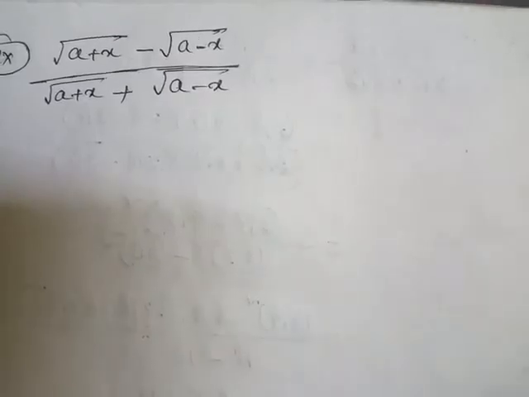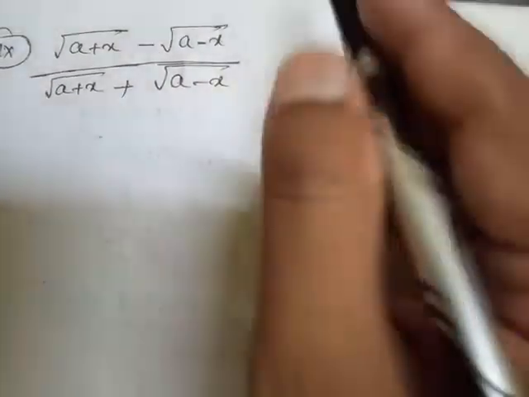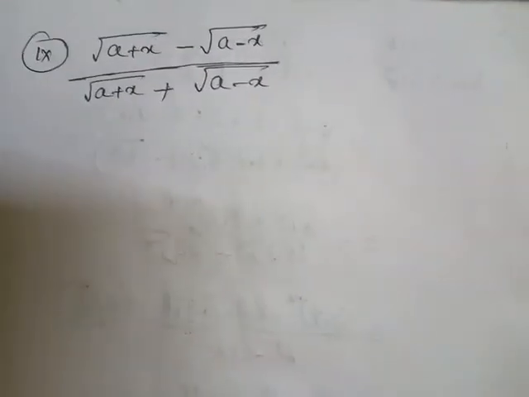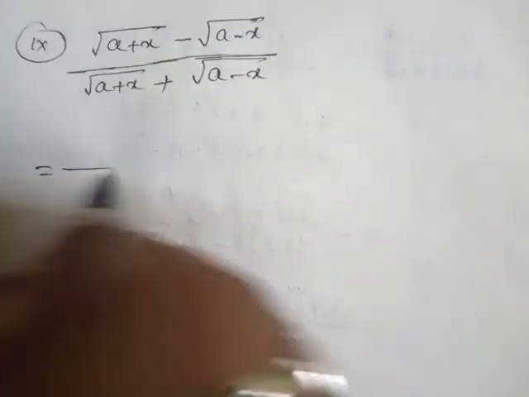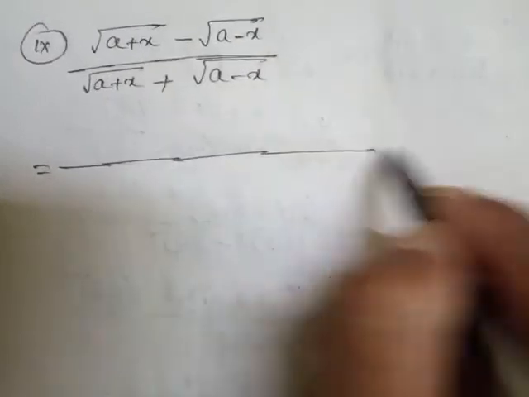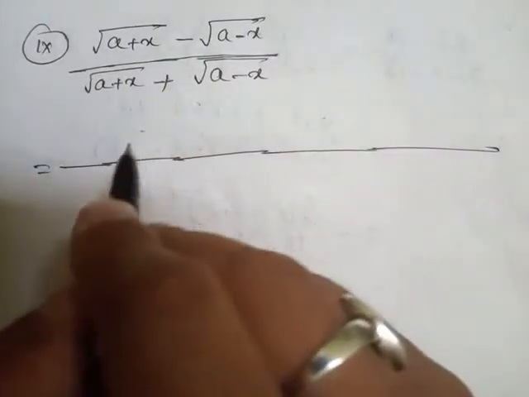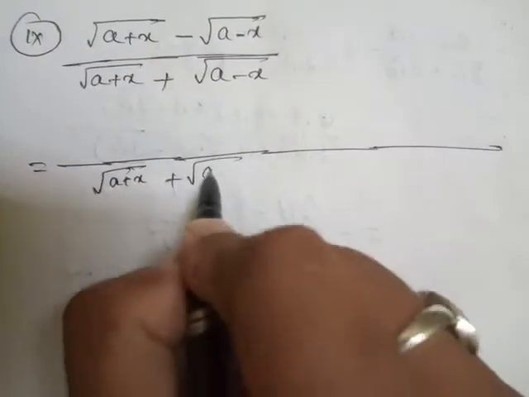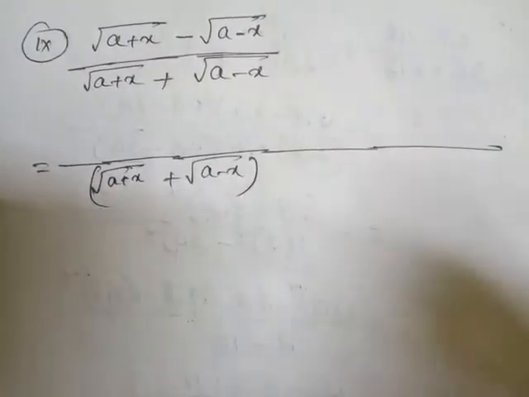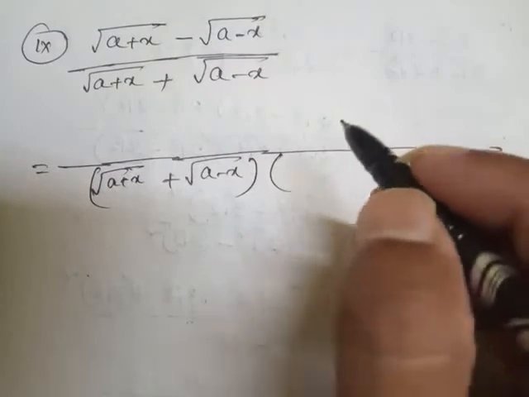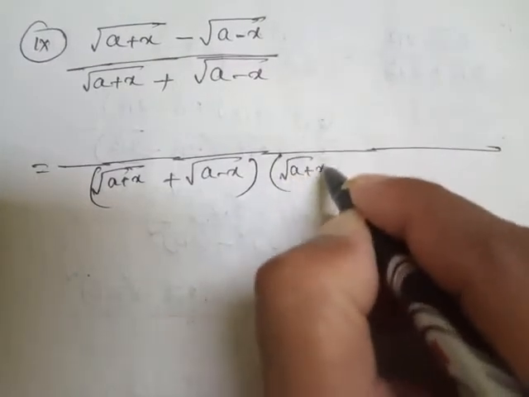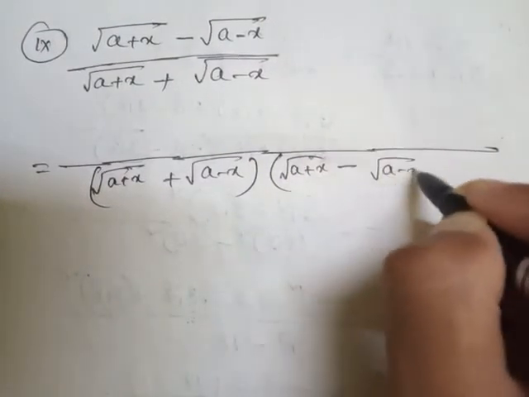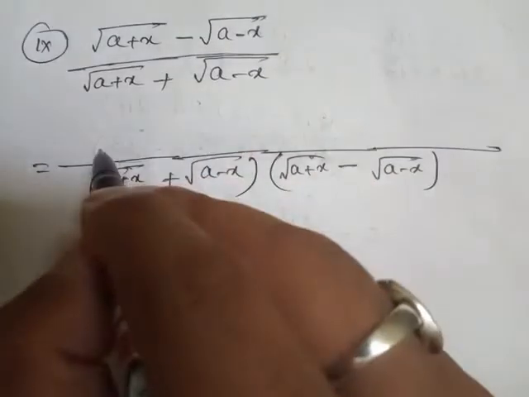Now student, look, the last question is Roman 9. Look how to solve this one. Here we'll go for rationalization first, root over a plus x and root over a minus x. We'll multiply with root a plus x minus root a minus x, both the numerator and the denominator.